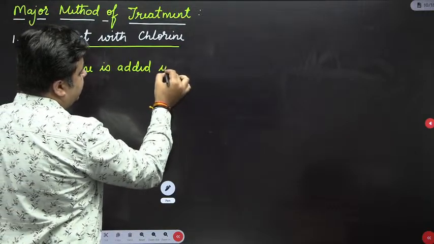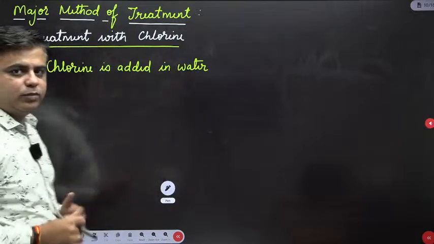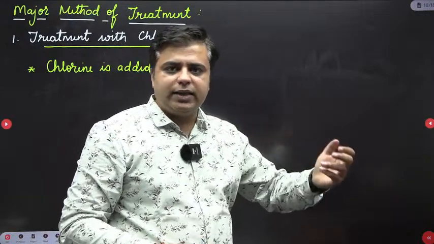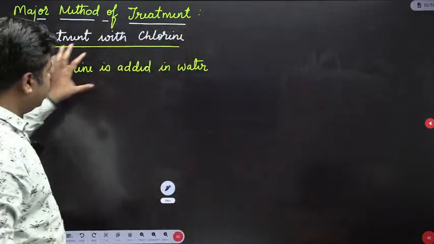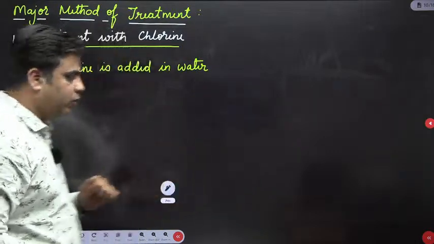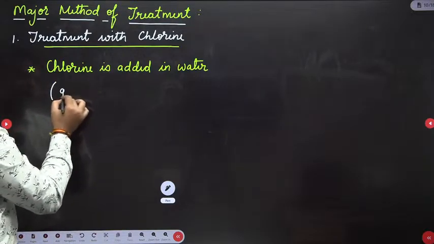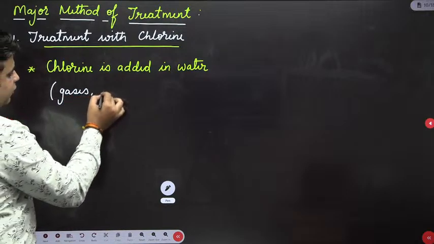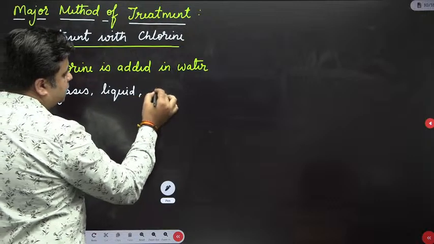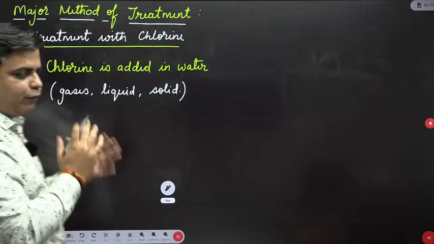Chlorine is added in water. Now chlorine is available in all three forms. Either you can add it as a gas, as a liquid, or as a solid. The chlorine which is added in water is known as the free form of chlorine. In all three forms, the chlorine is available, right? You can add this chlorine in any form.